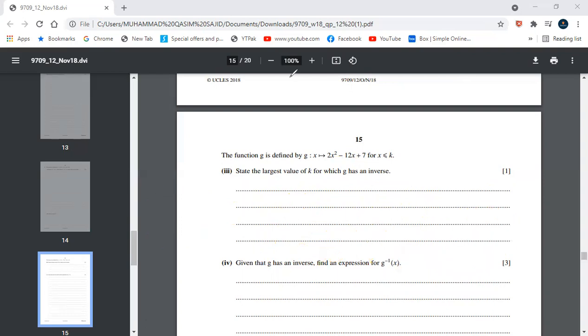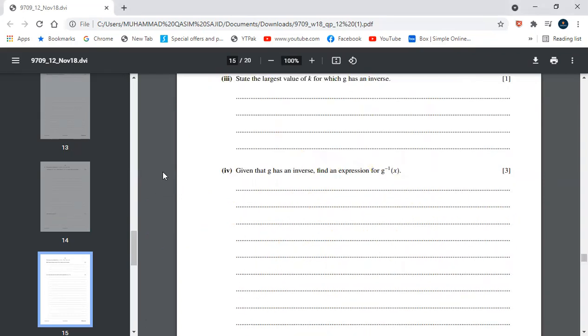Now for question number 4, give the value of g inverse. So you just have to find the value of inverse. This is the simplest part. Inverse find कर लेंगे ना आप? हाँ, ये मैं खुद ट्राई कर लेता हूँ. Okay.